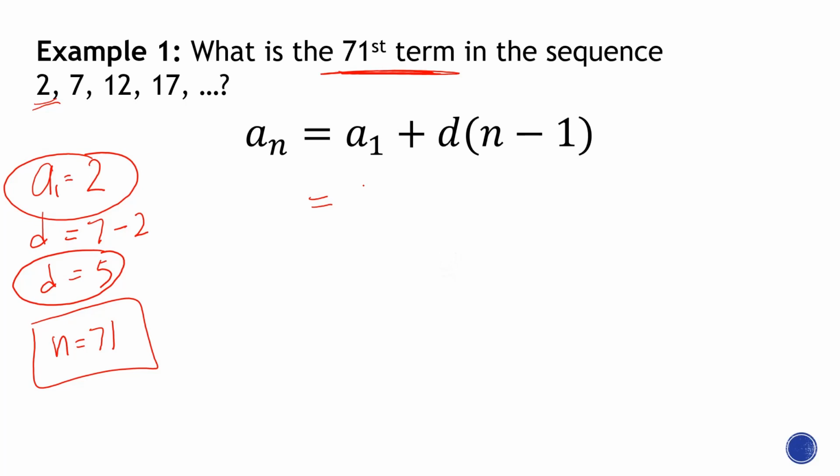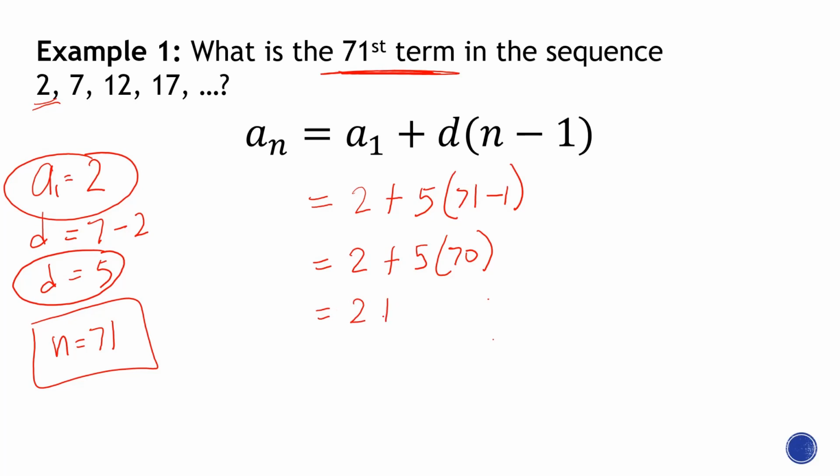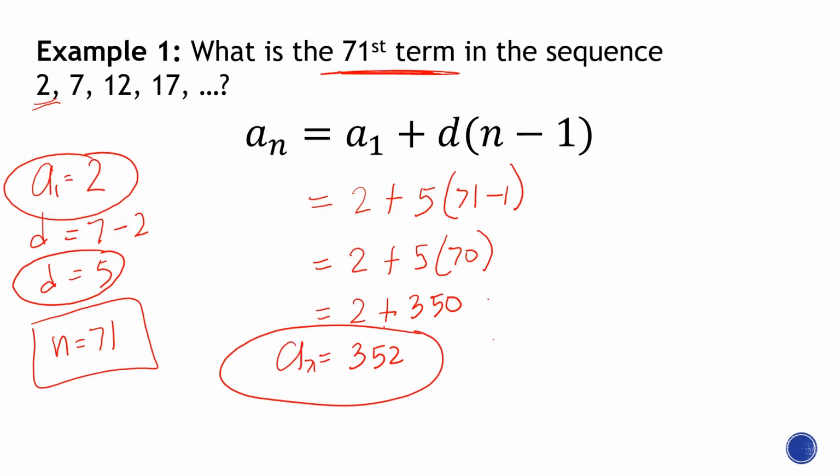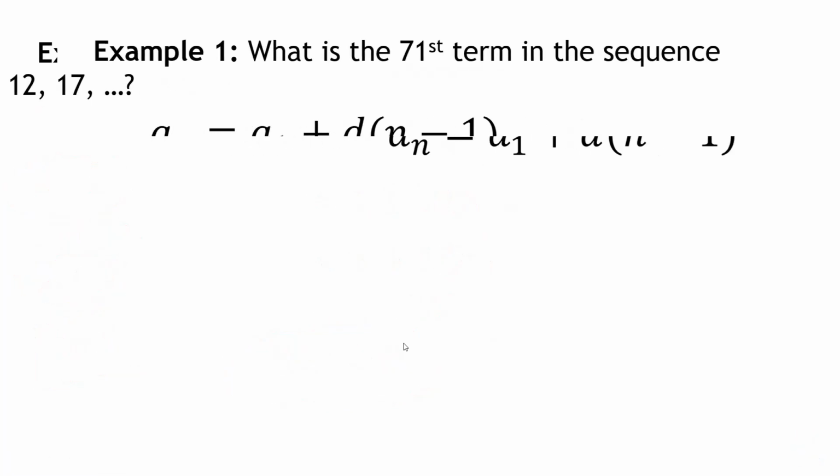This is equal to positive 2 plus 5 times (71 minus 1), equals 2 plus 5 times 70, which is equal to 350, right? 350 plus 2 is 352. This is our a_71. Let's go to the next example, and the last one, I think.